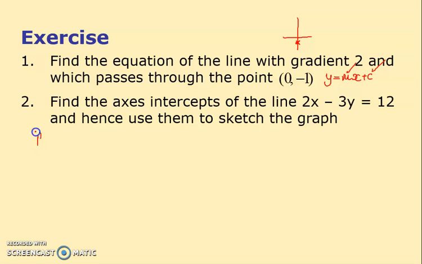So the first one is nice and easy. It's y equals, what was the gradient? The gradient was 2. So 2x. What was the y-intercept again? It was minus 1. That's the equation. There you go. Easy peasy. Question 2. What does question 2 say? Find the axis intercepts of the line 2x minus 3y equals 12.